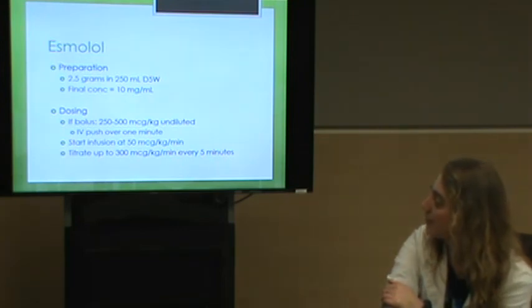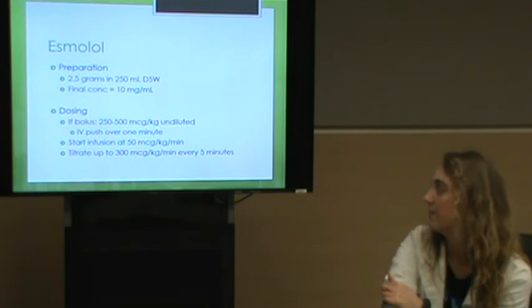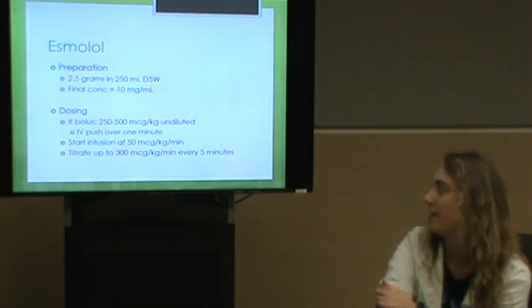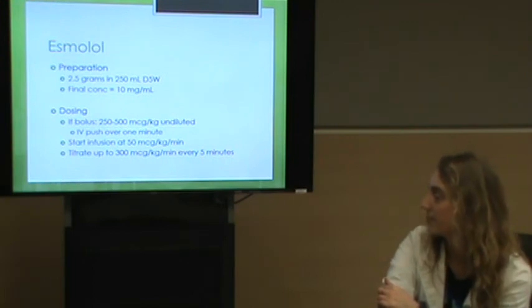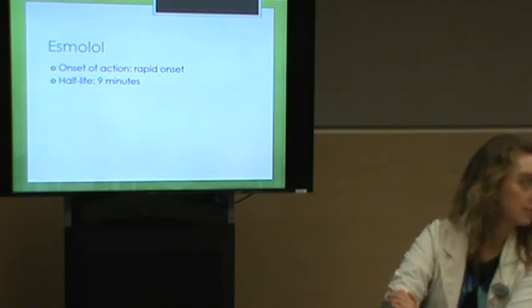In terms of dosing, you would give an undiluted IV push bolus over 1 minute and then start the drip at 50 mics per kg per minute, and you titrate up every 5 minutes. So the maximum is 300 mics per kg per minute for esmolol. Do you wait between your bolus and your drip? Yes, approximately 5 minutes.